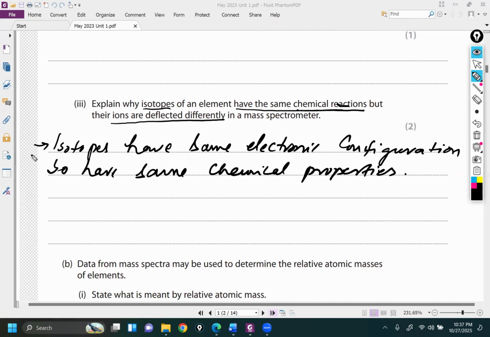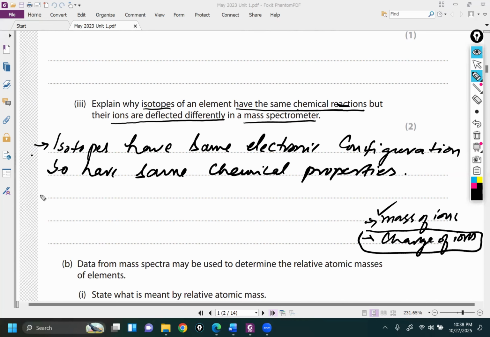And for the second mark, their ions are deflected differently in a mass spectrometer. Now, the deflection of the ions in the mass spectrometer depends on the mass of the ion and the charge of the ions. Here, we will just focus on the first factor, because we expect that all isotopes, when turned to positive ions, have a +1 charge. So the charge is the same.